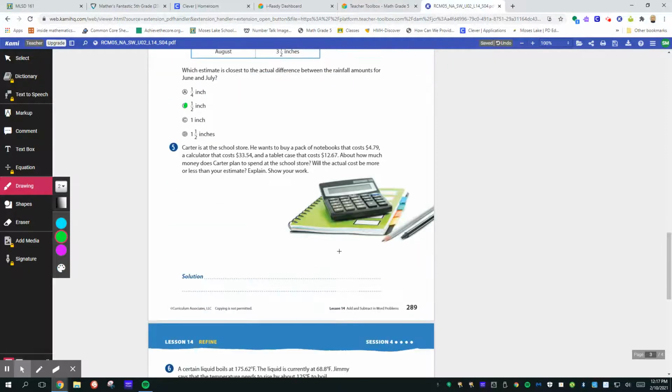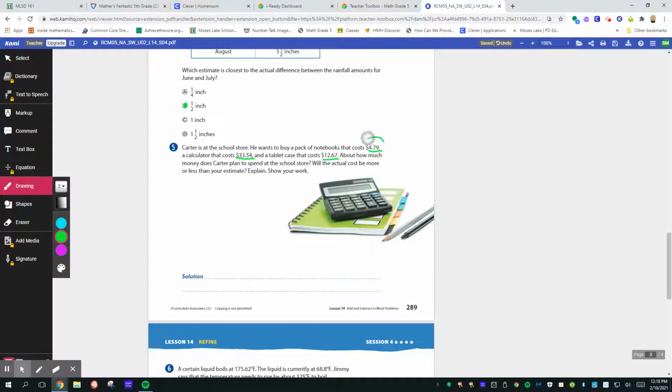All right, and number 5. Carter is at the school store. He wants to buy a pack of notebooks that costs $4.79, a calculator that costs $33.54, and a tablet case that costs $12.67. About how much money does Carter plan to spend at the school store? Will the actual cost be more or less than your estimate?